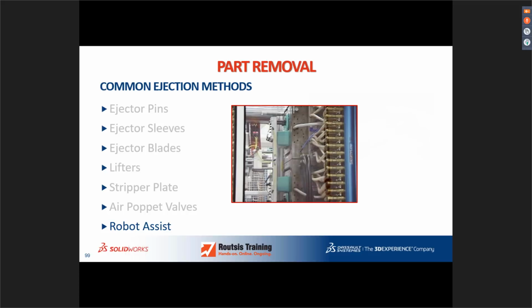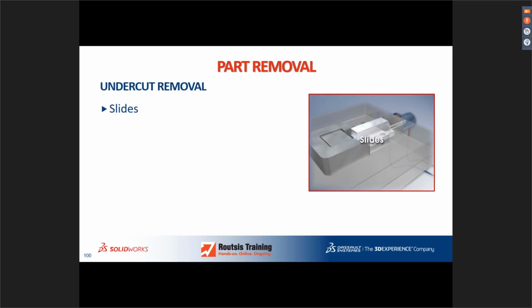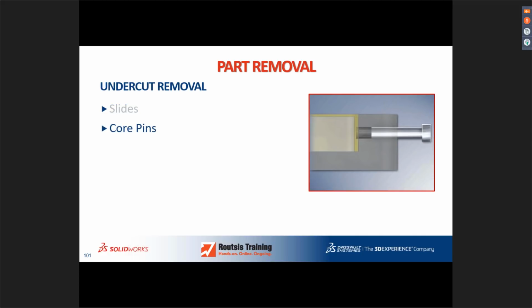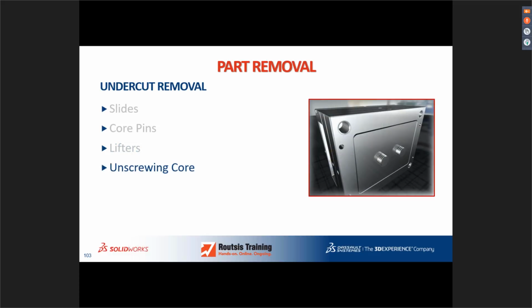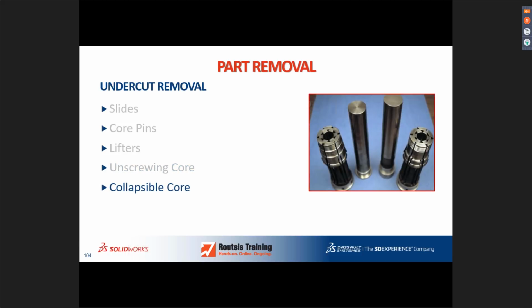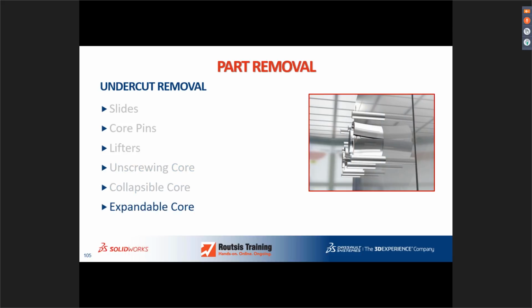We're incorporating robotics. Again, slides are used to remove undercuts, core pins to do the same, lifters to do internal undercuts. Unscrewing cores are used typically for threads. Collapsible cores are used for threads or external details that have to be moved away for the part to get out. Expandable cores, again, will help move the part away.